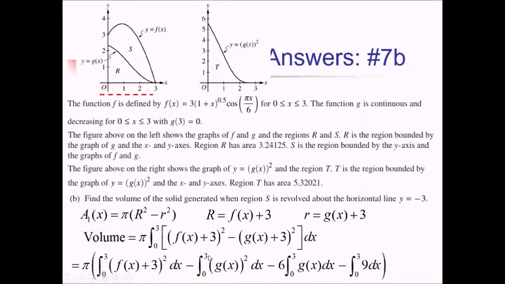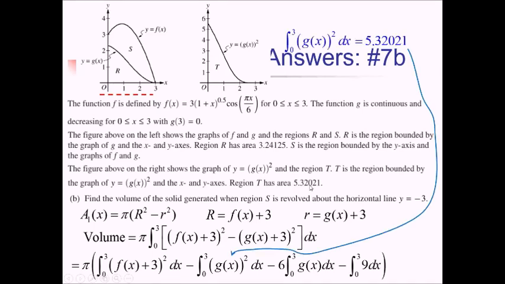And it just so happens they gave us a graph of g of x squared with an area under it, and they told us the value of that area. They said this region T here had an area of 5.32021. So this integral from 0 to 3 of g of x squared is just this area of T right here. Okay, so that helps a little bit, but what about this g of x stuff here?